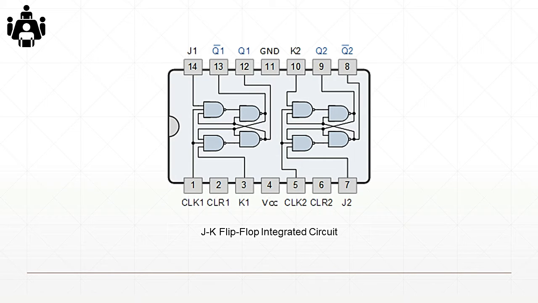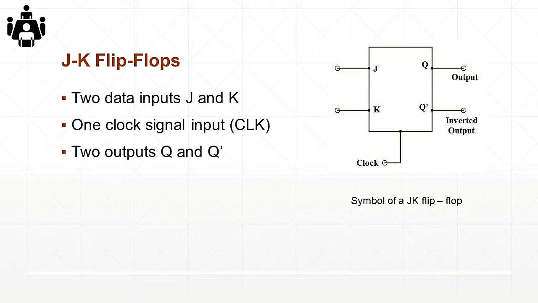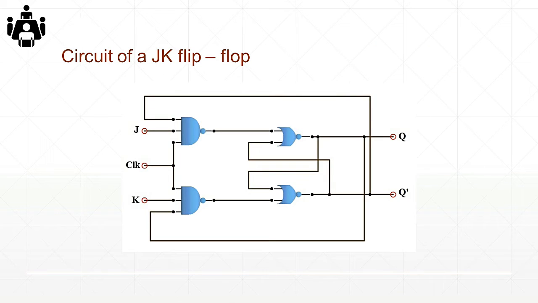This is a JK flip-flop integrated circuit. The JK flip-flop has the following. It has two data inputs J and K, one clock signal input for the clock, and two outputs Q and Q bar. The symbol of a JK flip-flop is shown at the left. The circuit of a JK flip-flop using gates is shown. It is similar to a modified NAND SR flip-flop.